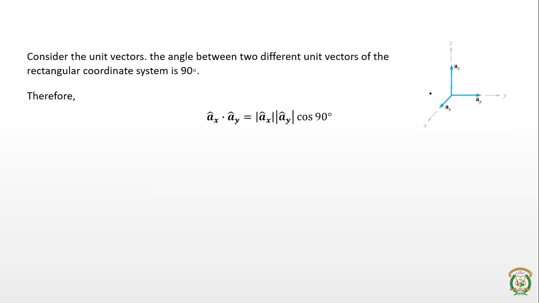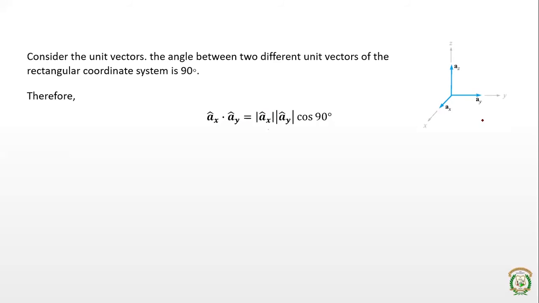Okay, so if you want to find the dot product of the two vectors ax and ay, ax dot ay is the magnitude of ax multiplied by the magnitude of ay multiplied by the cos of the angle between them. The angle between them is 90 degrees, so cos 90. What is cos 90? Cos 90 is 0. That's why the dot product of ax dot ay is 0.